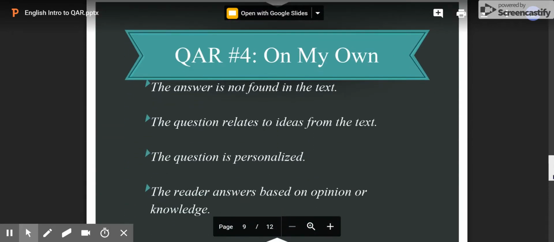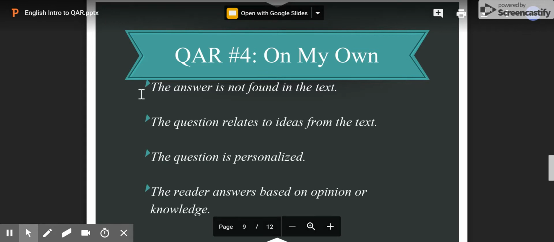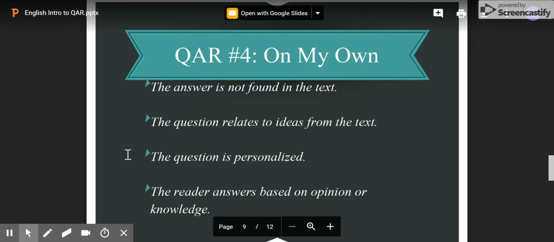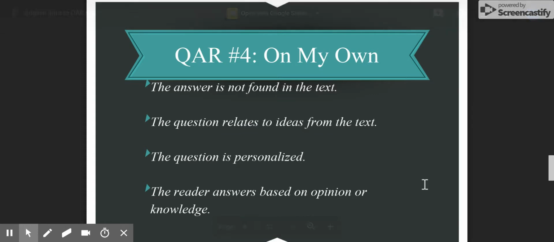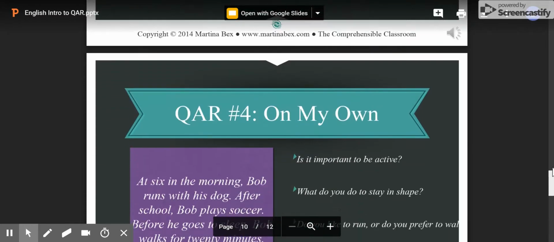The last type of QAR question, and the one that students find to be the easiest, is on my own. An on my own question is not found in the text. It relates to the ideas of the text, but you actually do not need the text to answer it. It's personalized, so every on my own question will have a different answer, and the reader must answer the question or opinion based on themselves and their own knowledge.